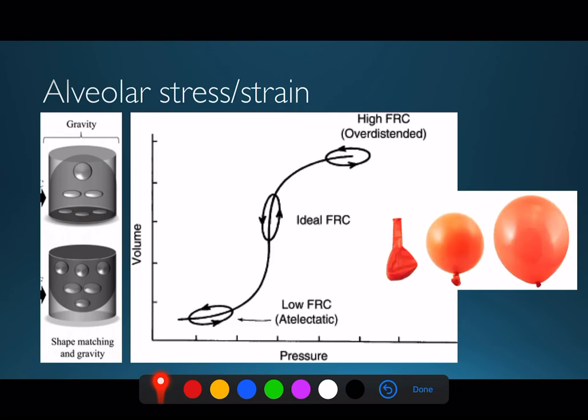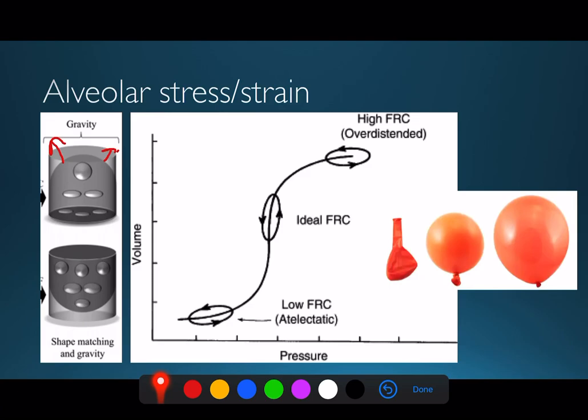These ones might be sitting at this point here, so they're actually quite easy to distend, whereas this one here, it's probably analogous to this, where actually it's already quite stretched up, because again, with the shape matching, you've got the lung being drawn up to fill up the space of the chest wall, the barrel.